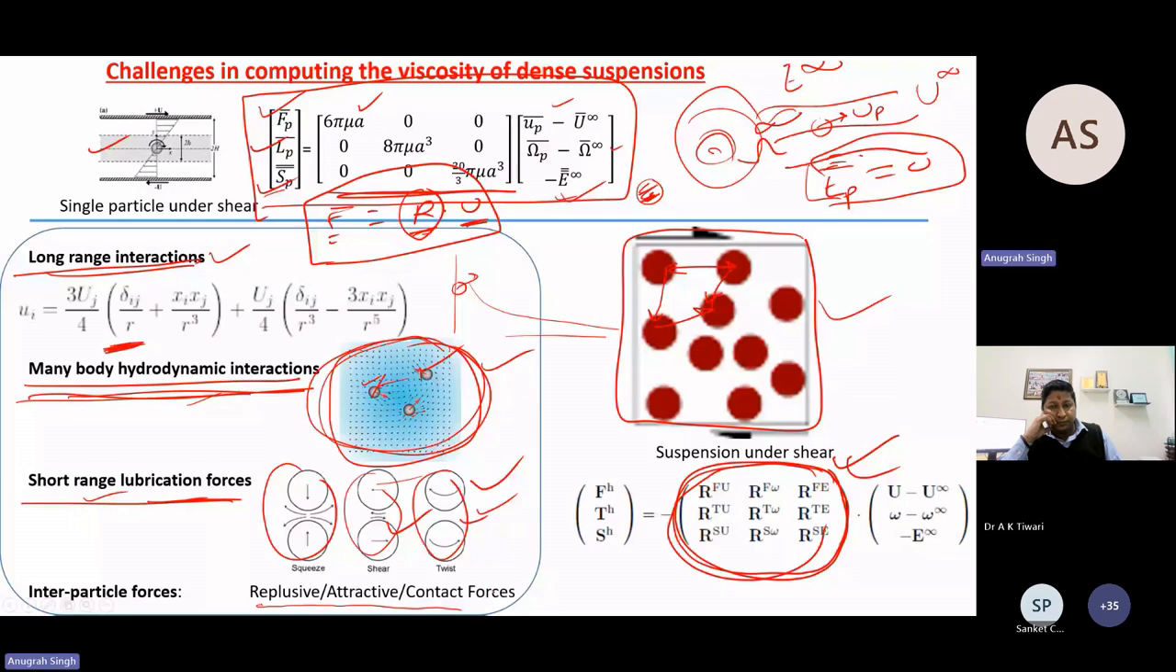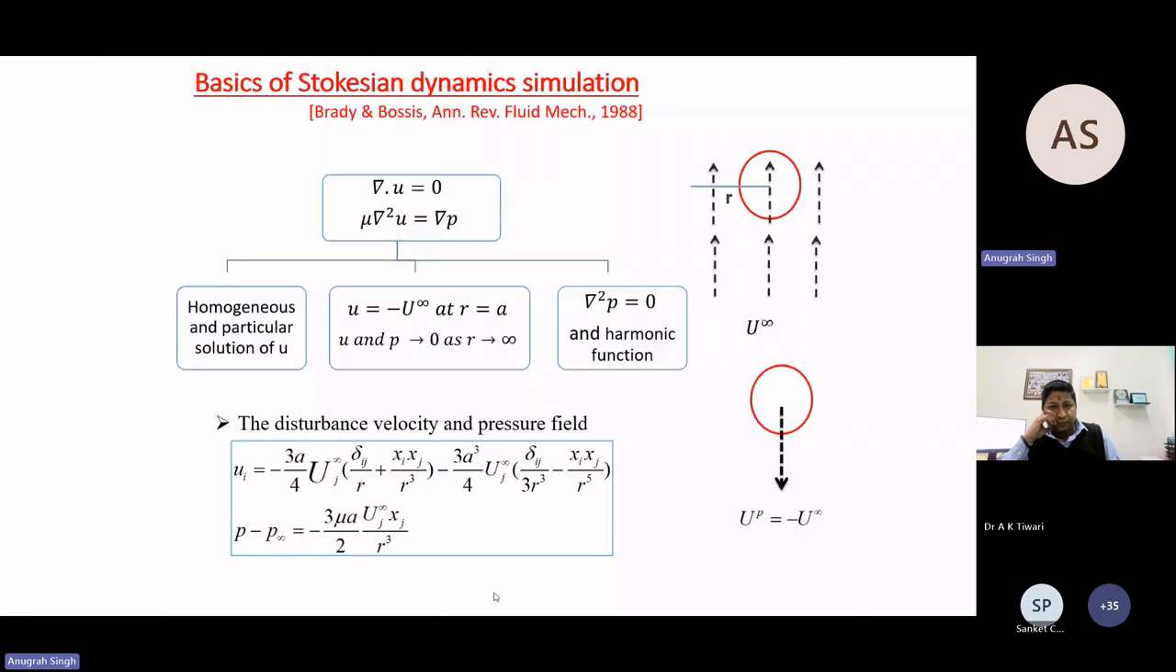So Stokesian dynamics, the simulation for computing rheology of dense suspension, is built on this. You can study this paper. It's a review paper, very nicely written, in the Annual Review of Fluid Mechanics.